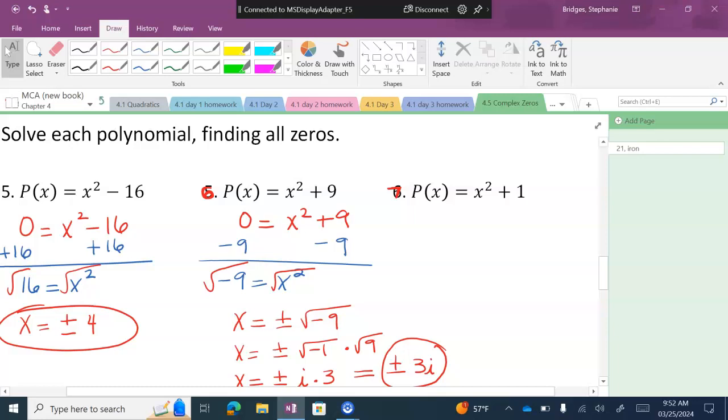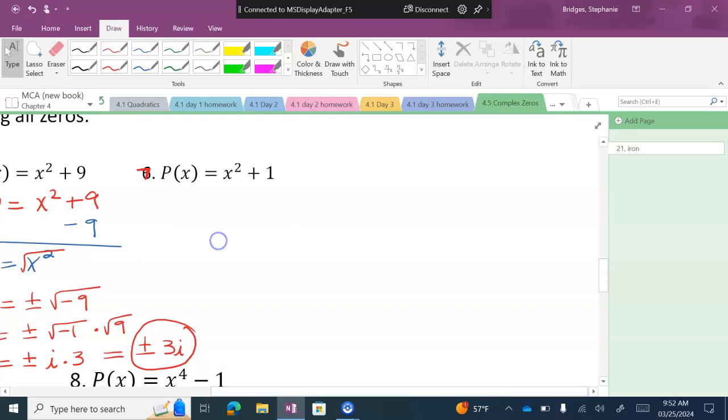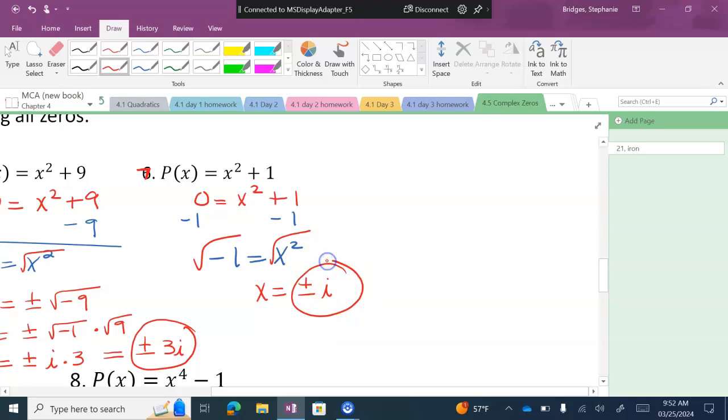I'm going to replace P of x with 0 first. How do I get x squared by itself? So I get negative 1 equals x squared. So to solve for x, I'm going to take the square root. What symbol do I put out front? Plus or minus? And what is the square root of just negative 1? Just i. So my two answers are going to be positive and negative i. Today, not terribly. Tomorrow is when it gets confusing.